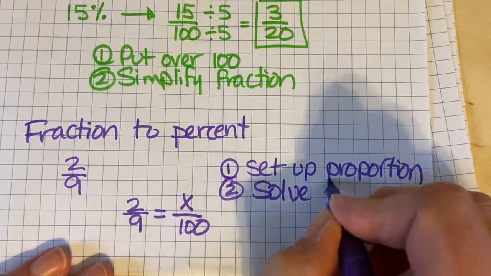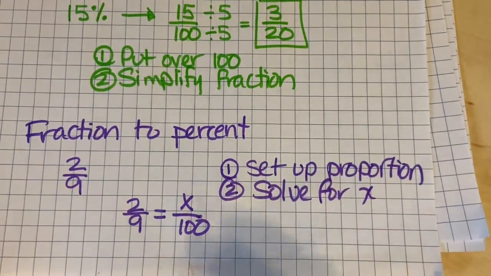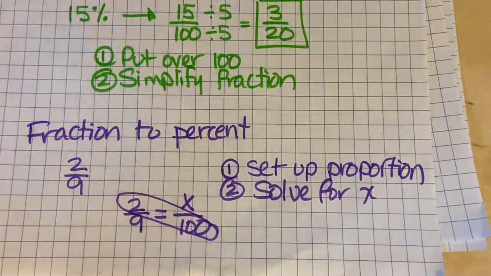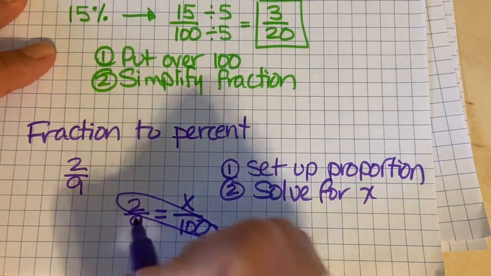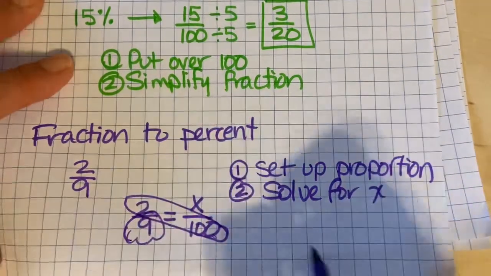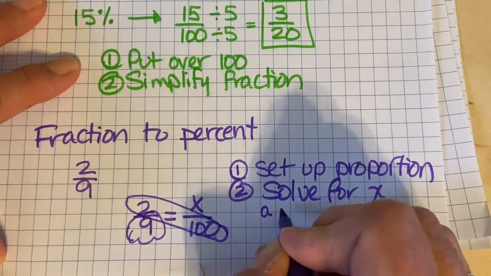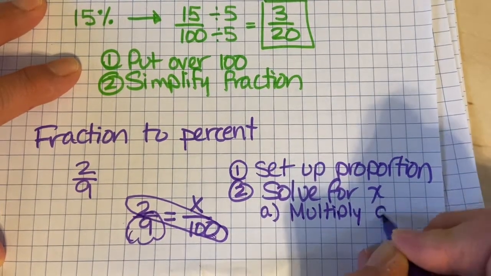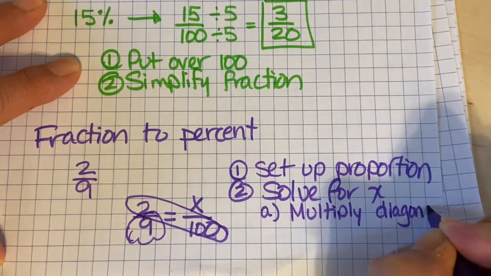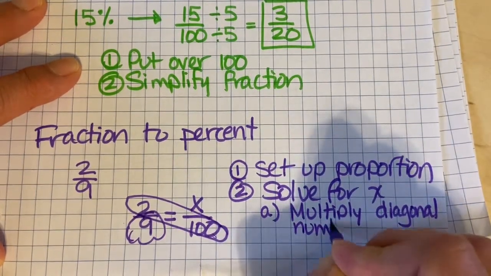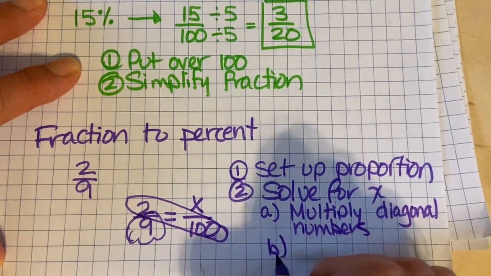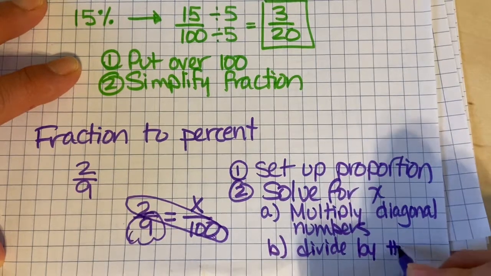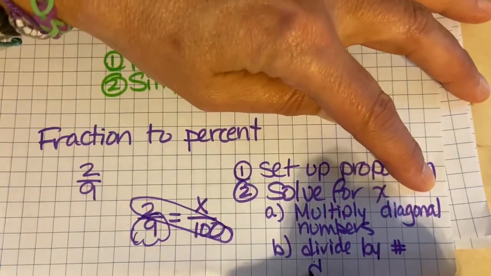Here's how I would do that. I would do cross multiplying, 2 times 100. I always multiply the numbers that are across from each other, and I'm going to divide by the one that's across from x. So put a little step in here: multiply diagonal numbers, divide by the number across from x. I'll say diagonal by x.